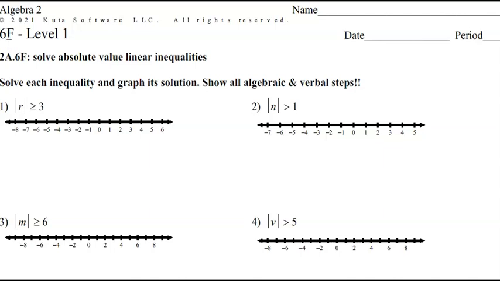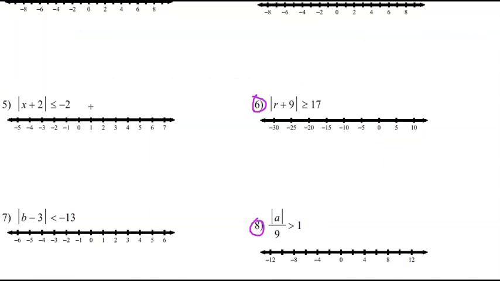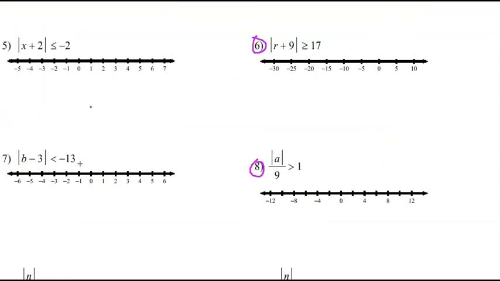Okay, for this 6F level 1 worksheet, let's go ahead and do number 6 and 8. For number 6, we have the absolute value of r plus 9 is greater than or equal to 17. Well, it's already isolated, so we're just going to do our positive piece and our negative piece separately. Solve for r on both.